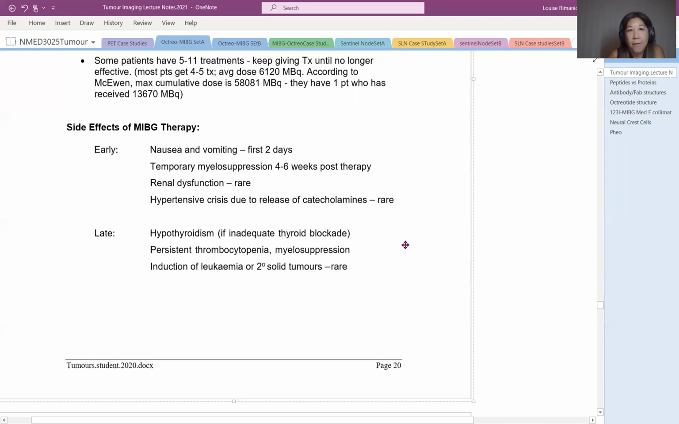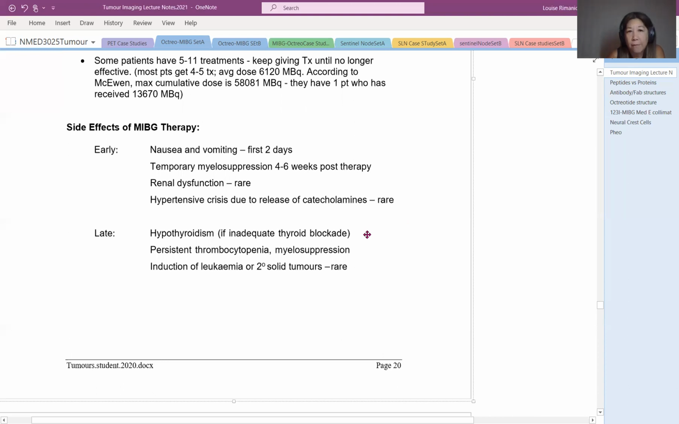Obviously, there are side effects. Early side effects include nausea, vomiting. There may be some myelosuppression. Kidney adverse effects are rare. They could have a hypertensive crisis because of that release of catecholamines when the gland is affected, but it does seem to be relatively rare.